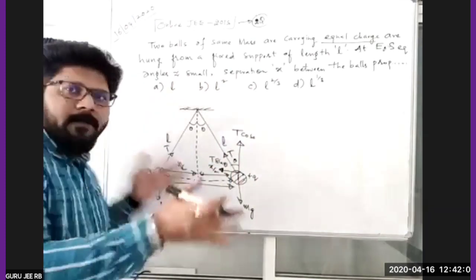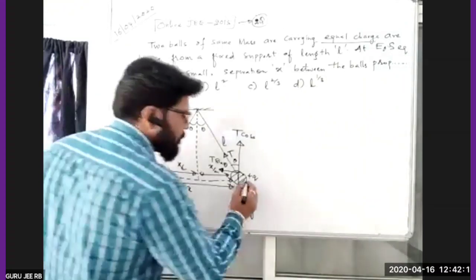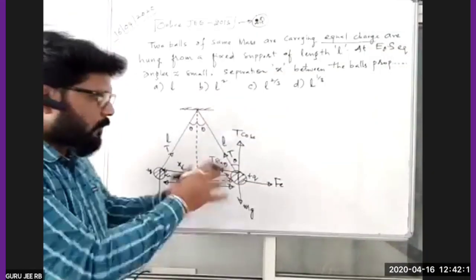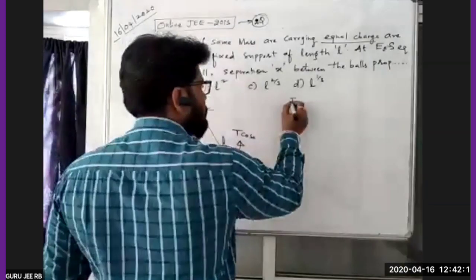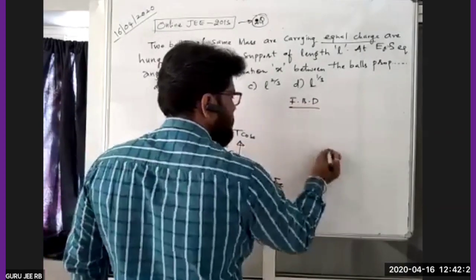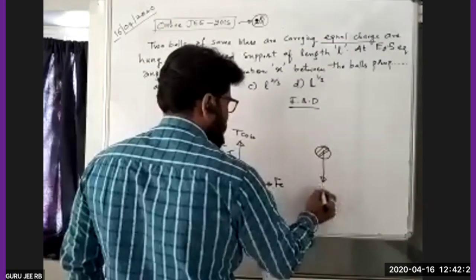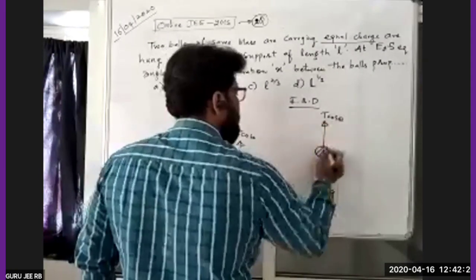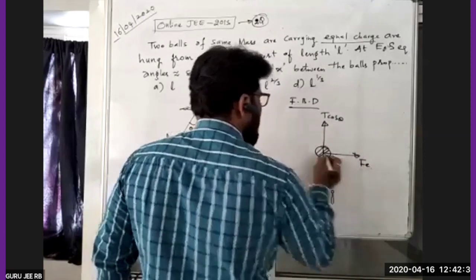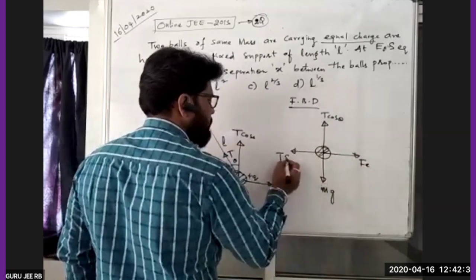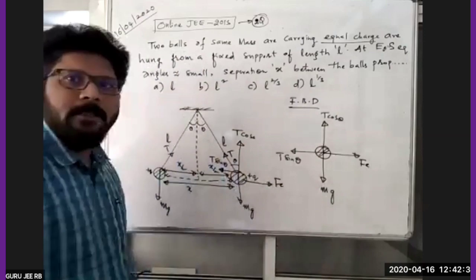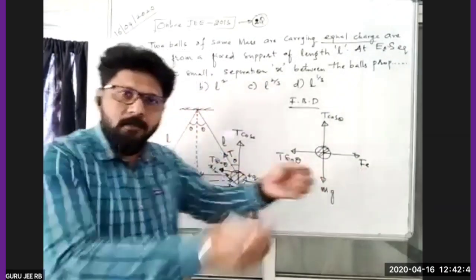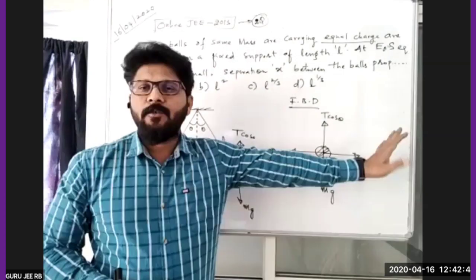So they are repelled by electrostatic force. This is nothing but electrostatic force. If I draw a free body diagram, FBD, I'll take this as a charged body. Its weight is mg, and here it is T cos theta. Here is the electrostatic force Fe, and here T sin theta. Mg balances T cos theta, and T sin theta is pulling back, and electrostatic force is pulling away from it.